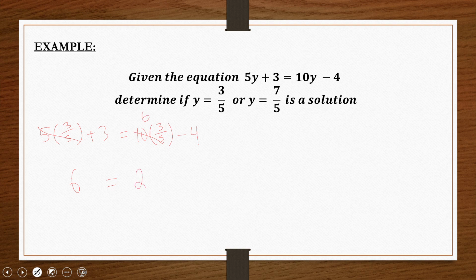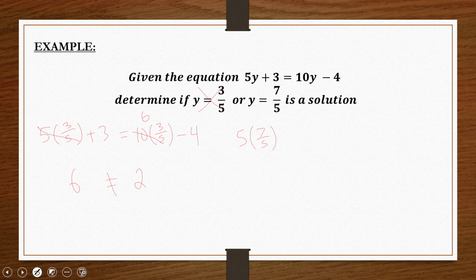So after I've simplified both sides of the equation, I end up with this statement that says 6 is equal to 2. Well, that we would say is a false statement. 6 is not equal to 2. And therefore, we can say that y equals 3/5 is not a solution to the original equation. What about our other value here, 7/5? Well, we can repeat the process and make that determination.